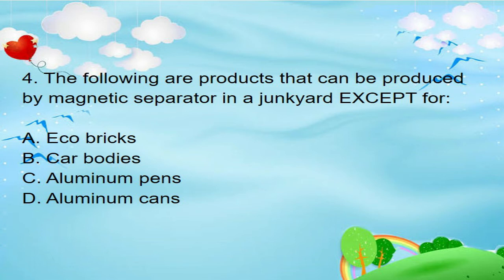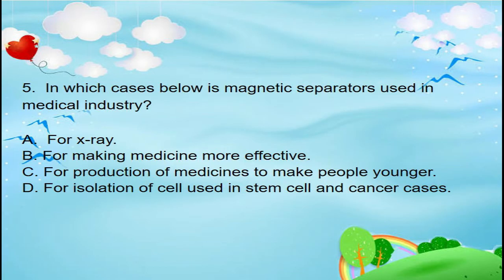Number 4. The following are products that can be produced by magnetic separator in the junkyard, except for A. Eco bricks, B. Car bodies, C. Aluminum pens, and letter D. Aluminum cans. Number 5. In which cases below is magnetic separators used in medical industry? A. For X-ray. B. For making medicine more effective. C. For production of medicines to make people younger. Letter D. For isolation of cell used in stem cell and cancer cases.